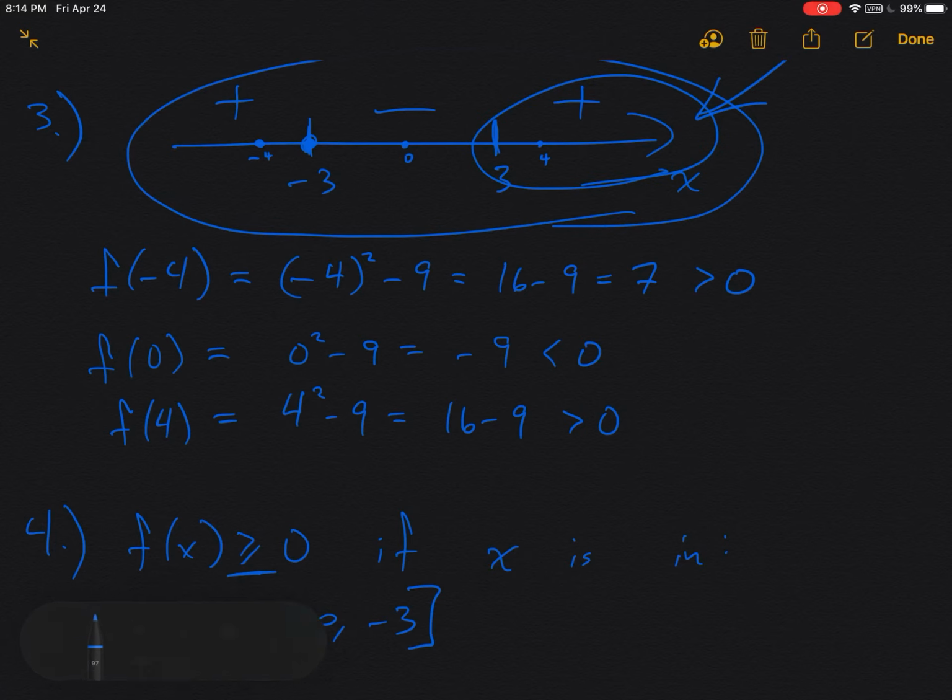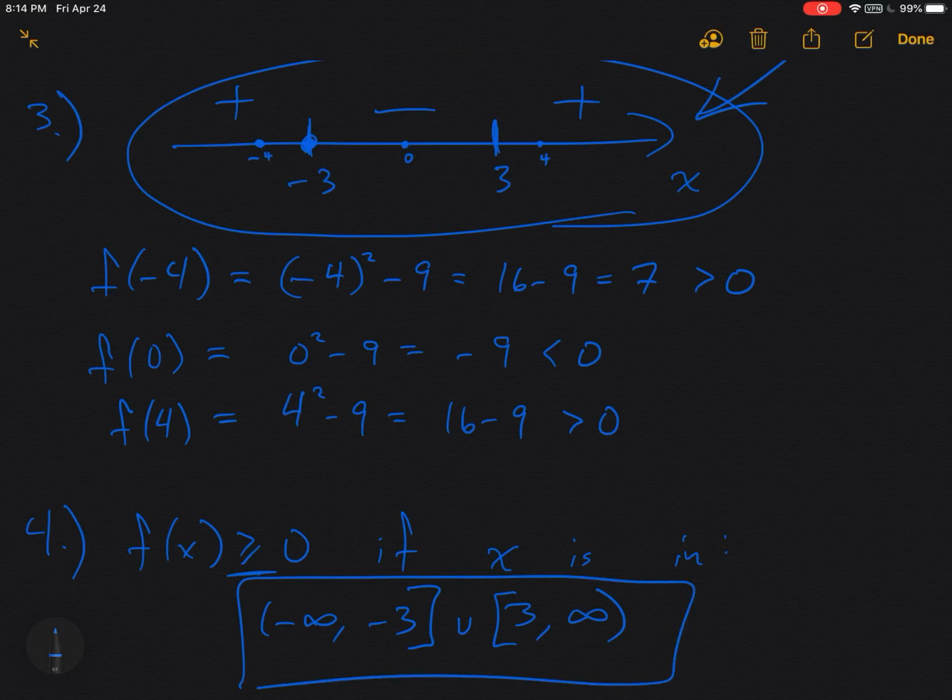And then the other region where f is non-negative is this right region over here, and that would be the interval from 3 to positive infinity. And that would be our answer in this case. So we're just trying to figure out where that original inequality was satisfied, and in this case it will be satisfied as long as we plug in an x value that lives in this region down here.